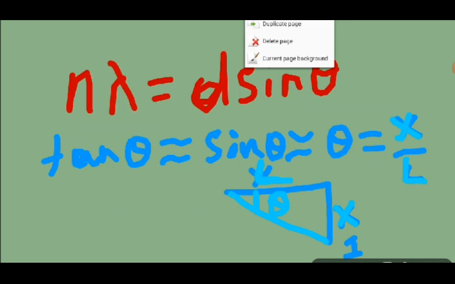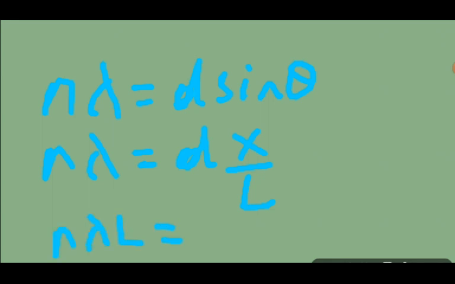Having this in mind, let's replace in the formula, where n lambda is equal to d sine theta. Instead of sine theta, it's possible to write x divided by L, which gives d x divided by L. Now the only unknown value is x. We have n, lambda and L, and d is known, so x is equal to n lambda L divided by d.